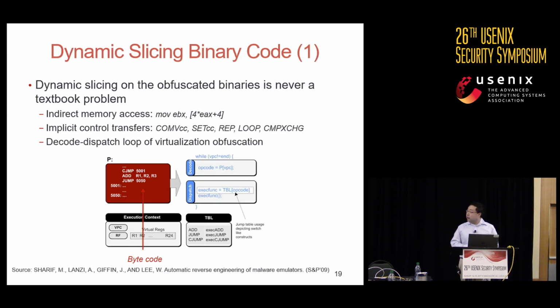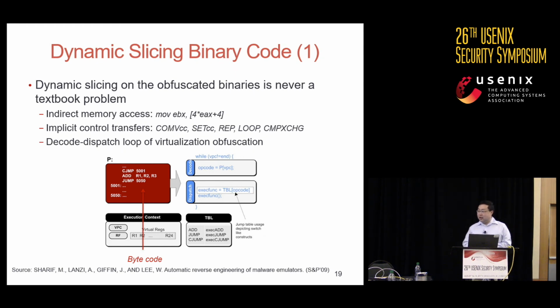And here we spend a lot of effort to solve dynamic slicing on binary code. Compared to source code slicing, dynamic slicing on obfuscated binaries is never a textbook problem. There are a lot of corner case traps or tricks. For example, usually we access the value through indirect memory access.